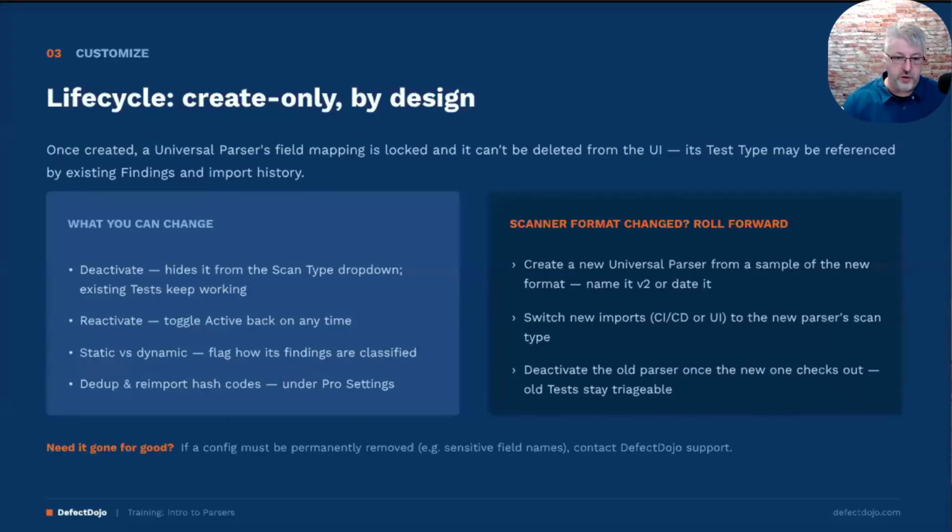And you can also do dedup and reimport hash codes under Pro settings in the Pro DefectDojo. I'll explain how to do that in a minute for community. And then if you do have a scanner change, you can always rename them. We've had some customers who have revved their internal tool several times and they're using UP, the Universal Parser, to handle those new additions, and they just put a version on it. Internal tool V1, V2, V3. They deactivate those earlier versions once they're no longer importing using that internal tool, and they're off to the races.